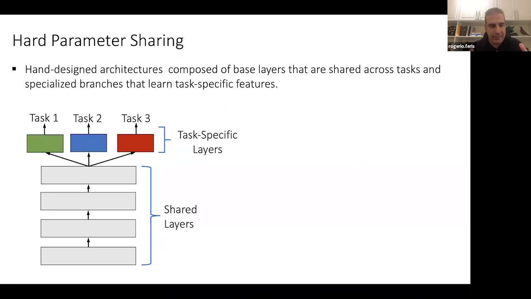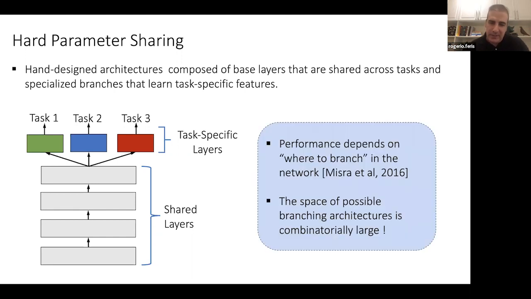As you know, the traditional approach for multitask learning is hard parameter sharing. So we have basically a unified model where all the initial layers are shared among all tasks. And then at some point we branch out and we have task specific layers and a specific decision for each task. Now, the key issue with this approach is determining where we should branch in the network and how much capacity we should allocate to each task. And there is a very large, combinatorially large space of configurations in terms of branching and number of layers for each task and so on.